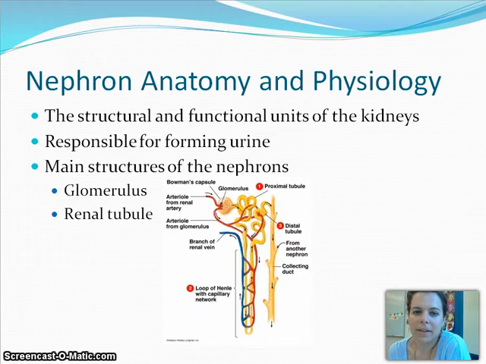Inside the kidneys are things called nephrons, and this is what they look like. They are the structural and functional units of the kidneys. They are responsible for making the urine, and they have a few main structures, one of which is the glomerulus, and one is the renal tubule.